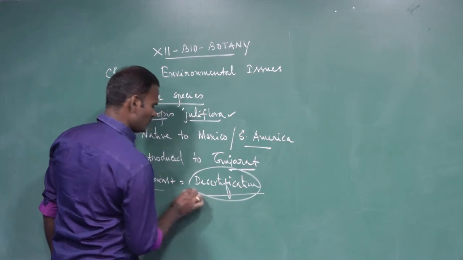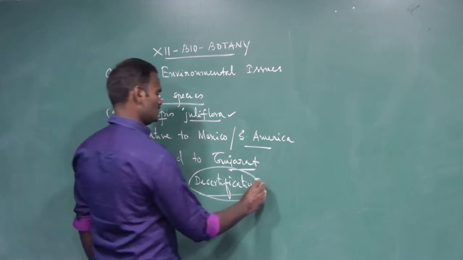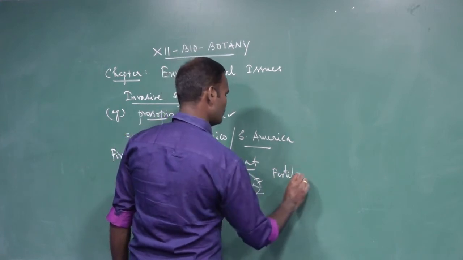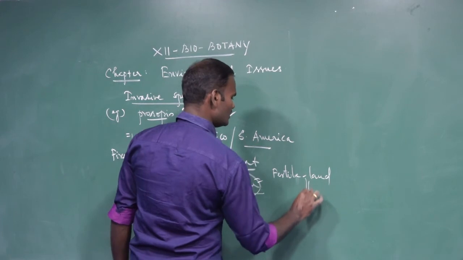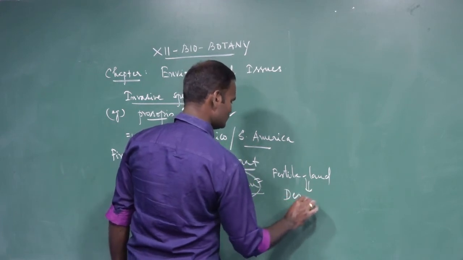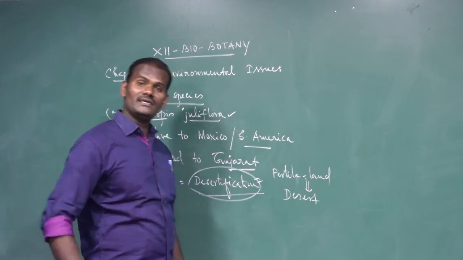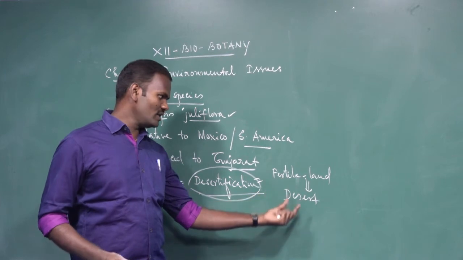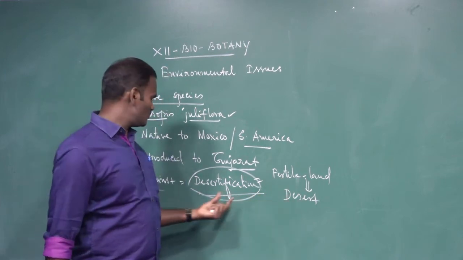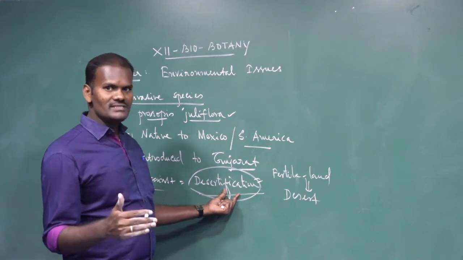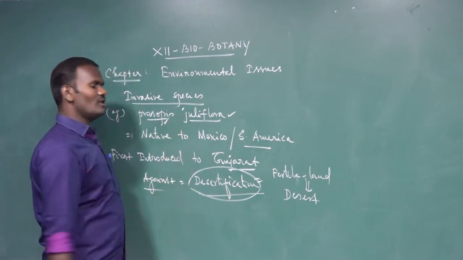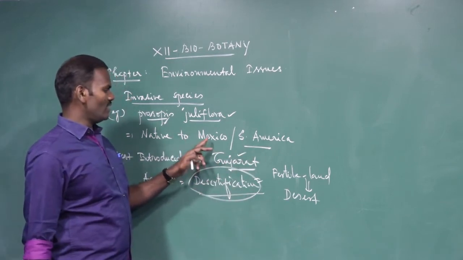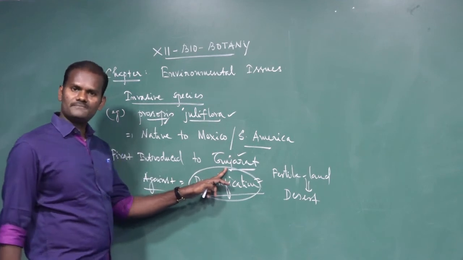What do you mean by desertification? It is nothing but fertile land slowly converted into desert due to water scarcity, destruction of forests, and felling of trees. Now these fertile lands are slowly converted into desert by this process called desertification. To prevent desertification, Prosopis juliflora was introduced to Gujarat. It is native from where to where? Mexico or South America to Gujarat.